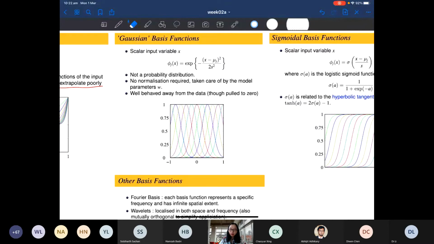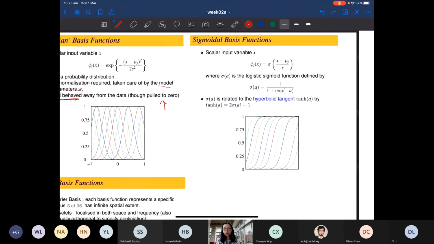And it doesn't need to be normalized because it's taken care of by the model parameter W. So it is well-behaved in this case, where well-behaved means that the magnitude of the function is bounded, but the catch is that they're pulled to 0. So if we're trying to extrapolate using Gaussian basis functions, when the test data points are far away, the function value will vanish. So what about other alternatives?